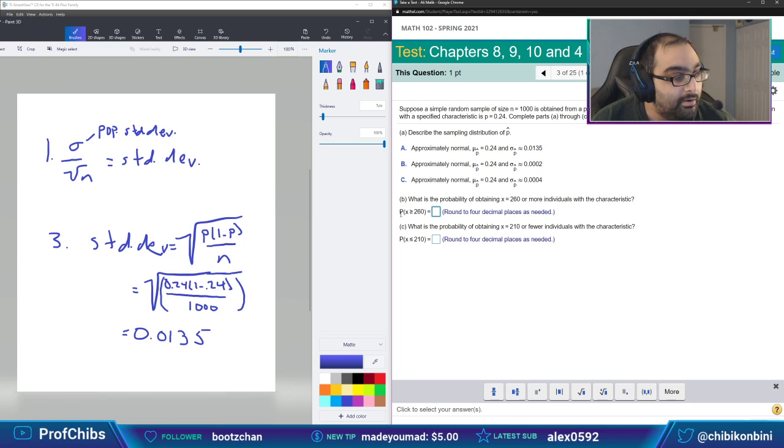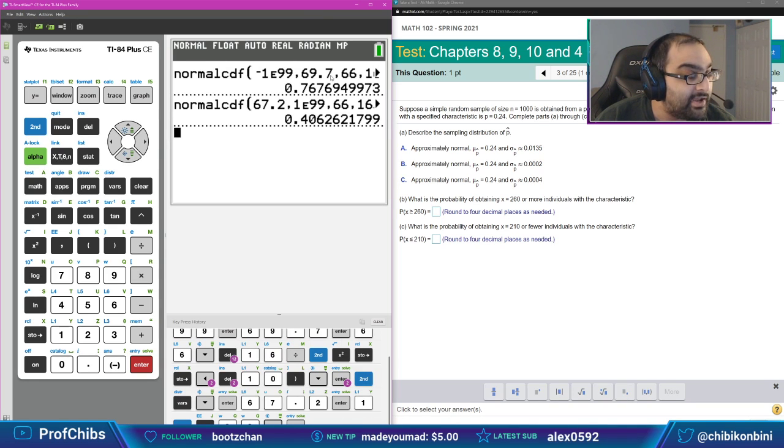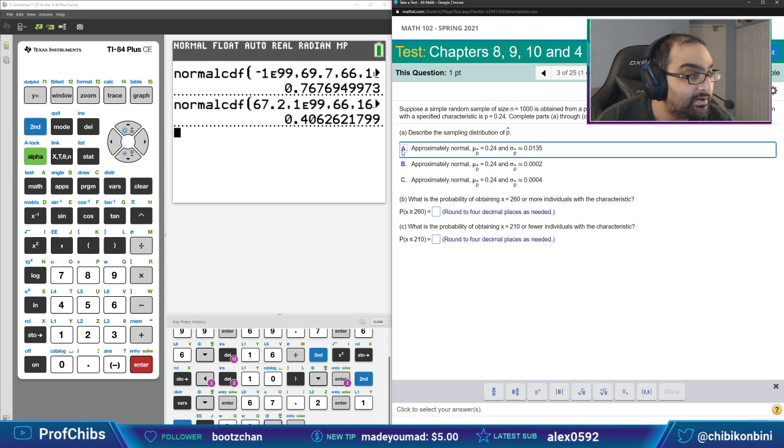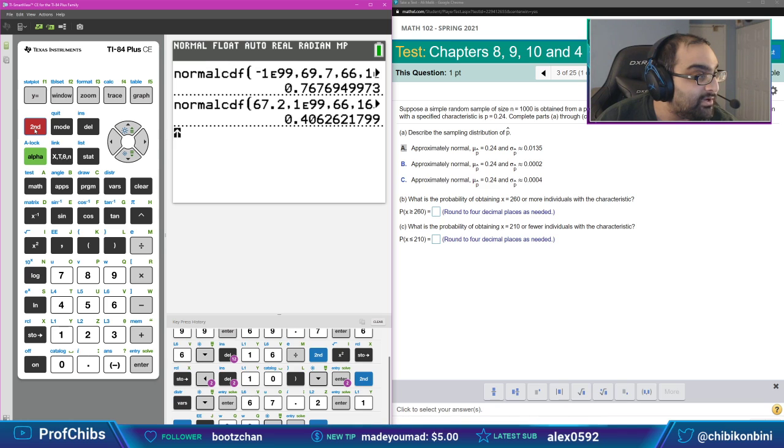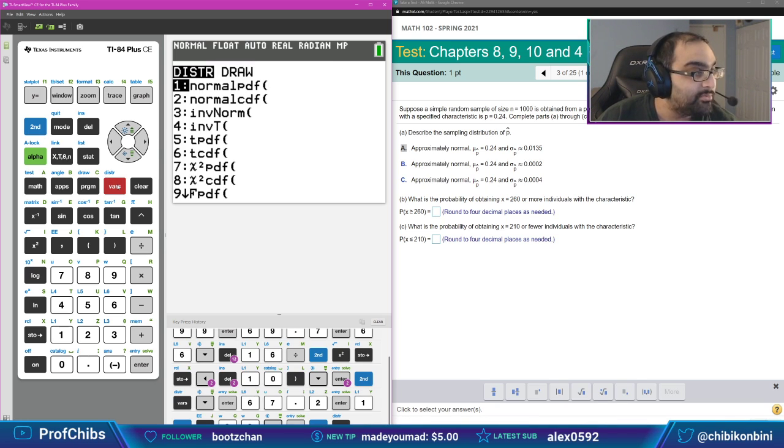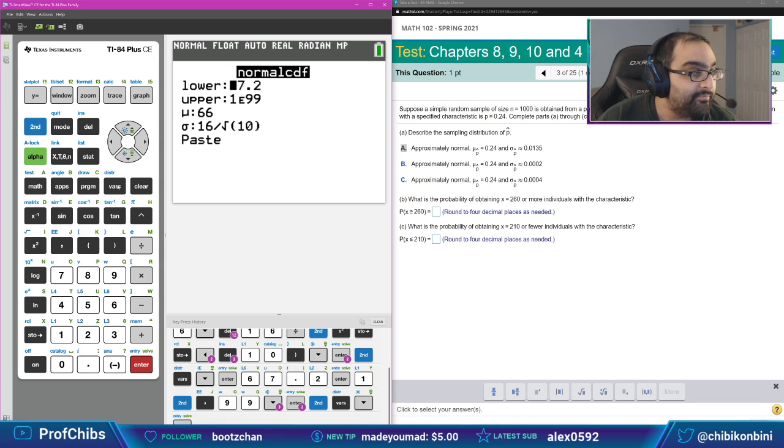All right, so for letter B, you do the probability of x is bigger than or equal to 260. Because now we have our values from letter A, we want to do the same thing we did last time. We're going to do normal CDF. We're going to pick a lower and upper bound. This is bigger than 260, so we'll take 260, 1e99. Our mean here is going to be 0.24.